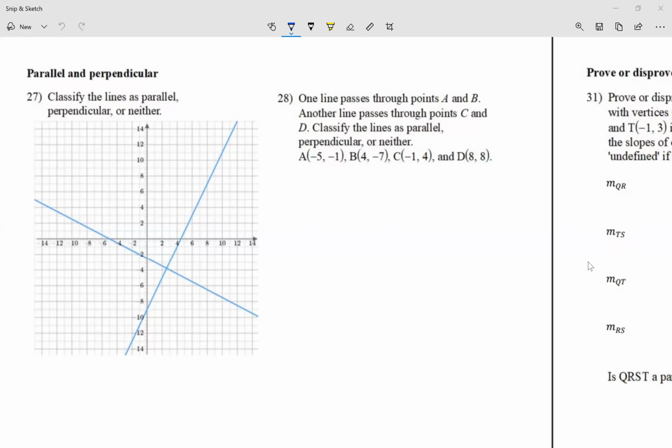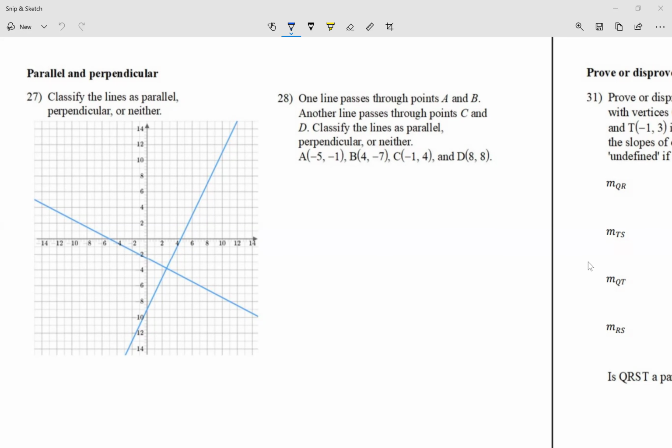I know last week we talked about reviewing the slope, and I said that's something we're going to use later. Well, this is when we're going to be using it. Okay, so here I have to classify the lines as parallel, perpendicular, or neither. I'm going to be working questions 27 and 28.